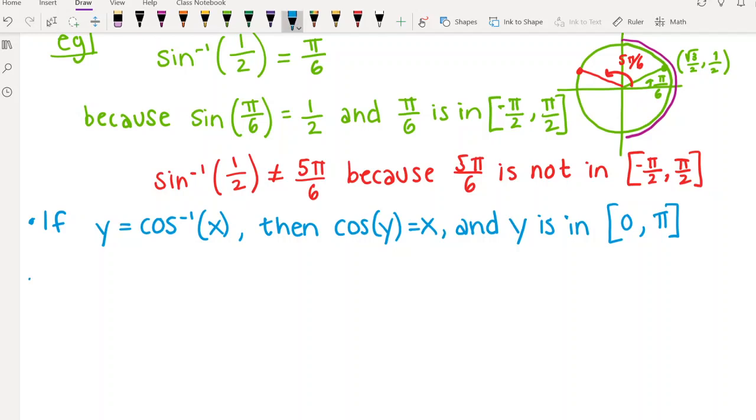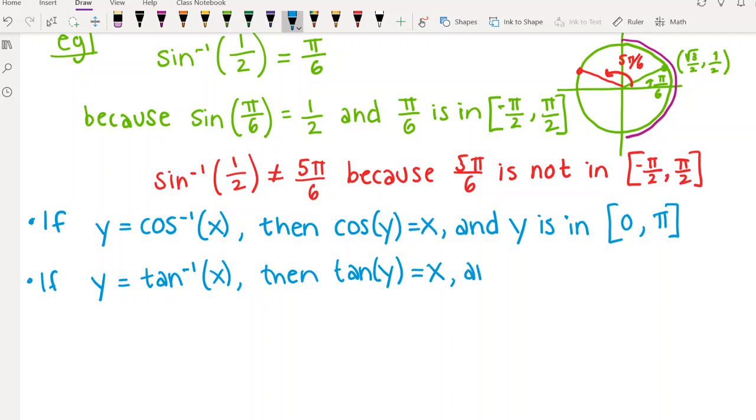And then for tangent, or inverse tangent, same idea. So if y is equal to inverse tangent of x, that means that tangent of y is equal to x. And it also means that y has to be now in the interval from negative pi over 2 to pi over 2, but not including the endpoints. And the reason for that is because tangent of pi over 2 is undefined.